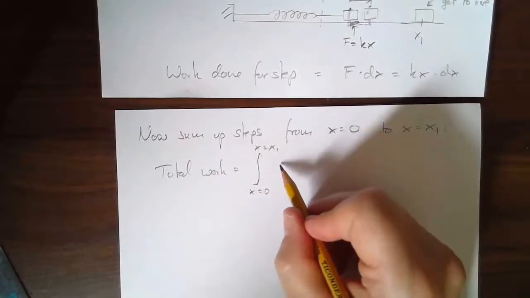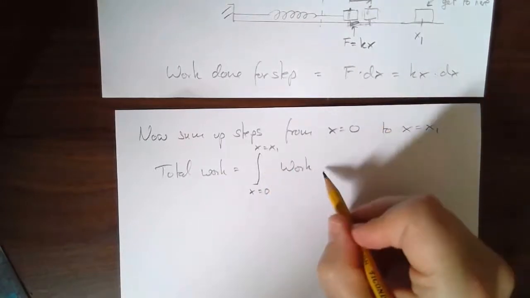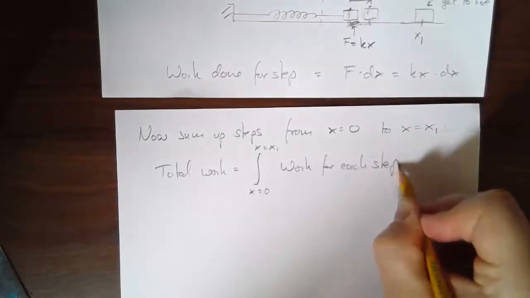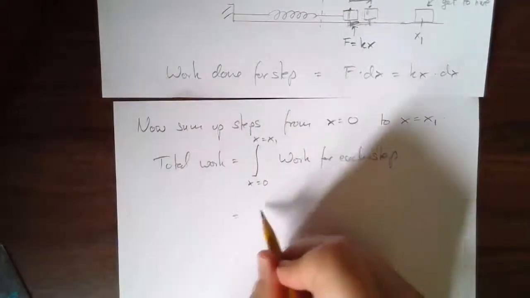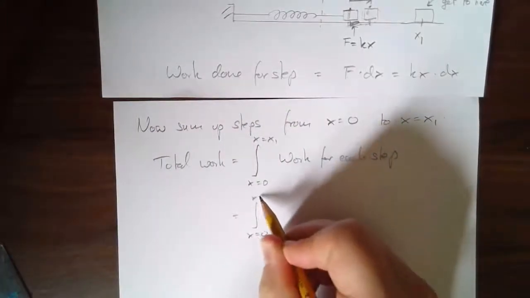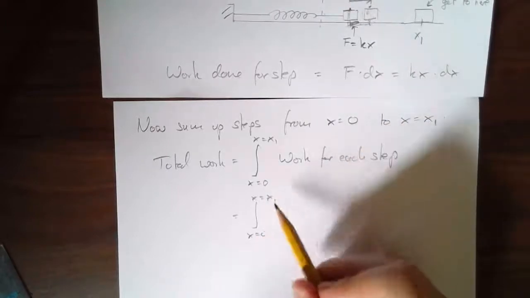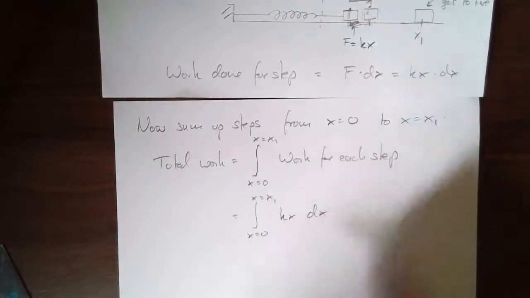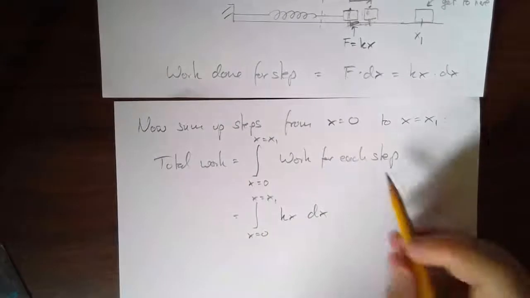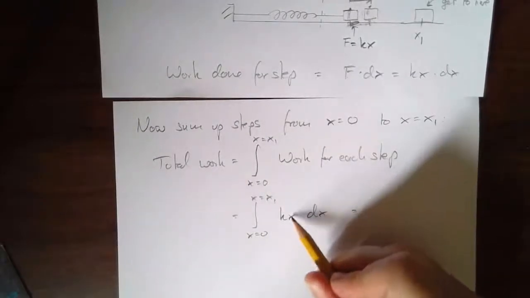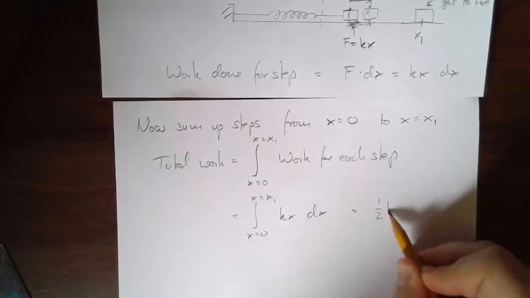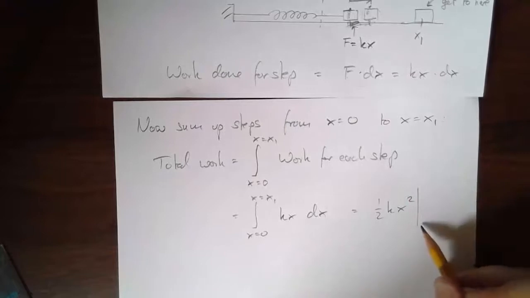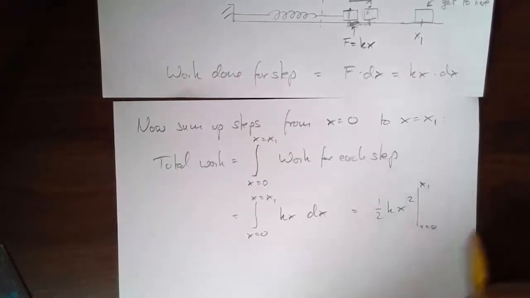Of the work for each step, which mathematically is from x equals 0 to x equals x1, some arbitrary value where I'm trying to find the potential energy, kx dx. That is clearly something I can evaluate. x goes to x squared over 2. So I've got 1/2 kx squared evaluated between x equals 0 and x1.